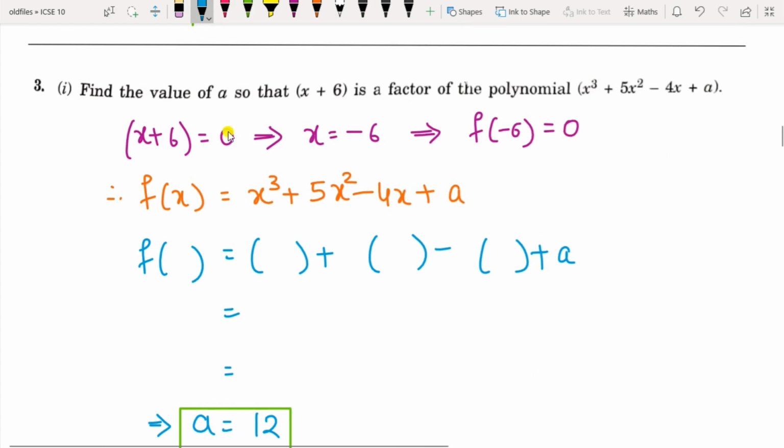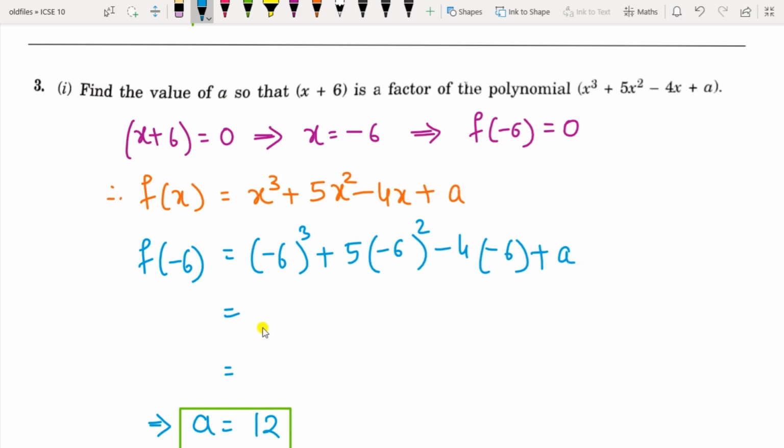Question 3 here. Find the value of a so that x plus 6 is a factor of the given polynomial. Now here it is already given that x plus 6 is a factor, so the remainder should be equal to 0. Write the given equation, substitute the value of x as -6 in this case. So f of -6 is (-6) cube plus 5(-6) square minus 4(-6) plus a.